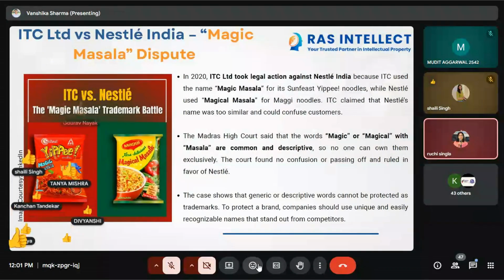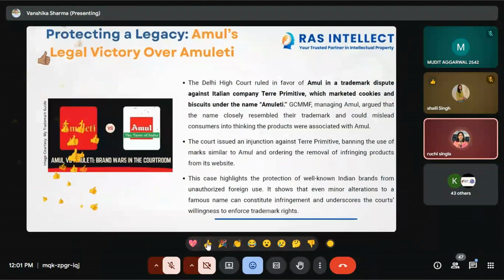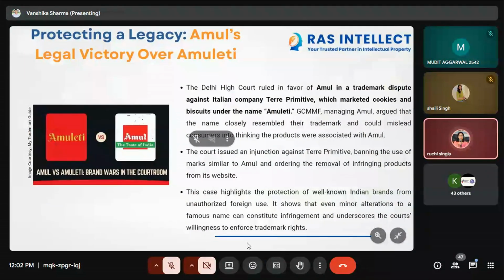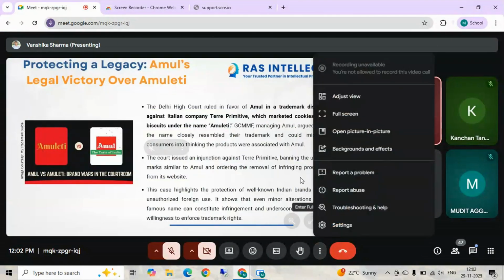Okay, all right. Next slide, please. Then there are two products, Amul versus Emulati. Emulati is an Italian company brand which markets cookies and biscuits under the name Emulati. And then we have Amul. I think everybody knows about Amul. We have a lot of dairy products under the name Amul, and Amul objected to the logo of Emulati because the logo given by Emulati is the same as, and resembles, Amul.